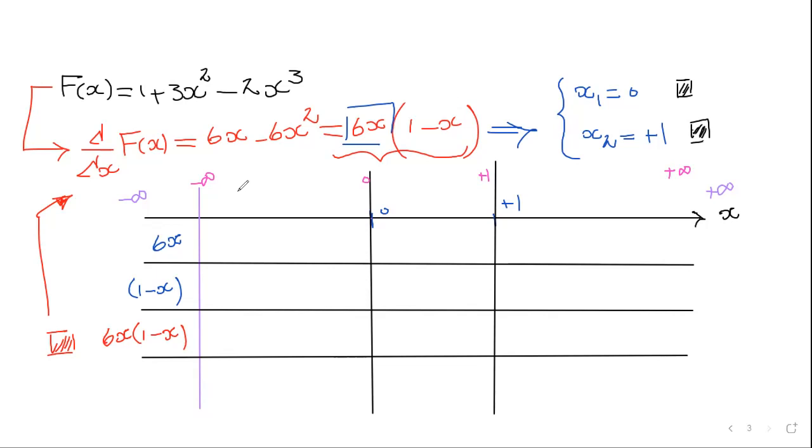I say minus 1, for example. Minus 1 is something between here. For example, minus 1. I put minus 1 into 6x, it becomes minus 6. Then I infer that the sign in this cell of the table is going to be minus. Now, what else I'm going to do is this.